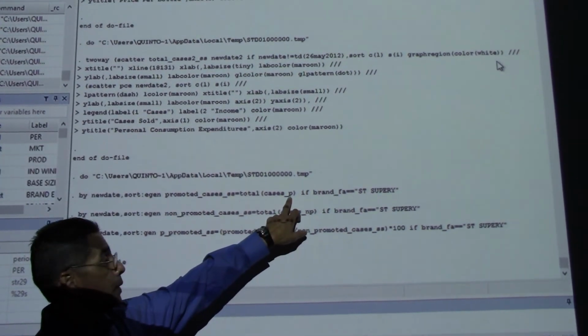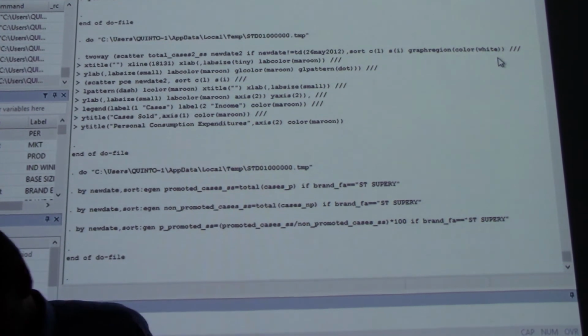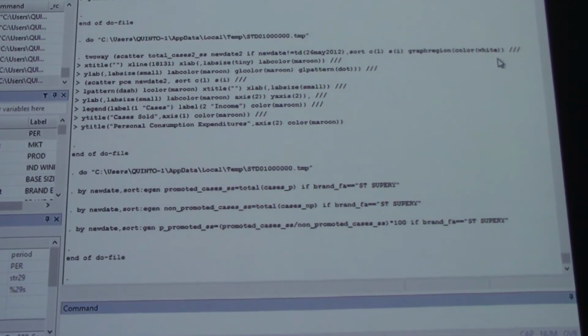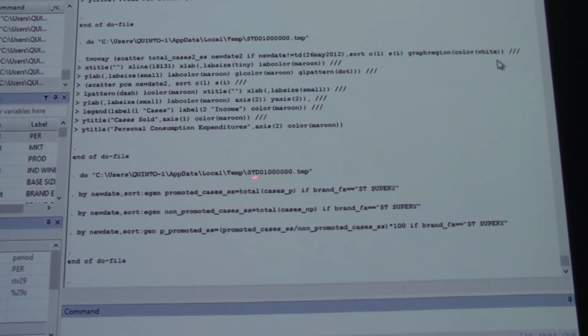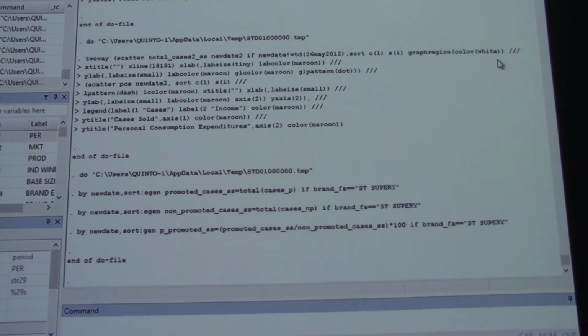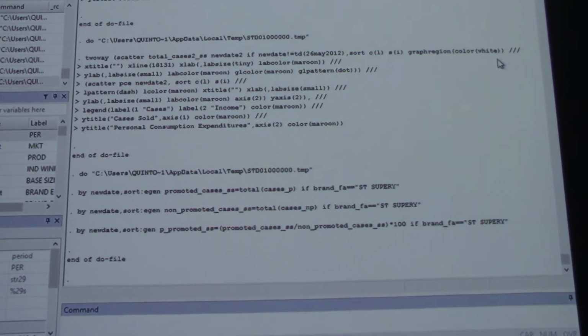Cases sub P are cases sold on promotion. So just add those up, that's what the total means. And again, you don't need the whole brand stuff. So add up all the cases sold on promotion. Do you need add size to this one? No.